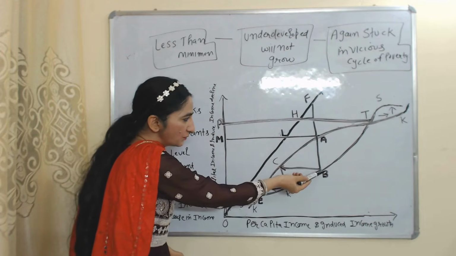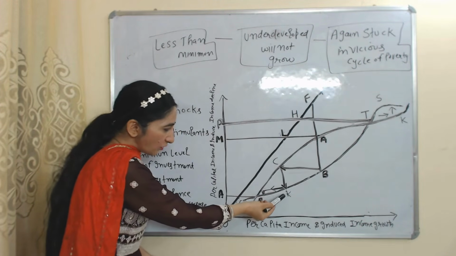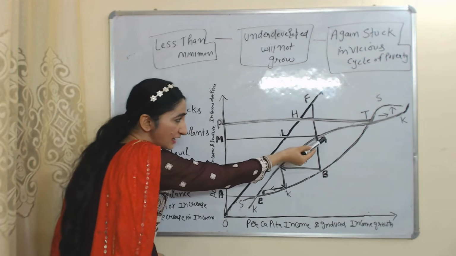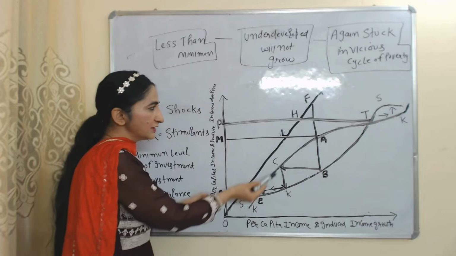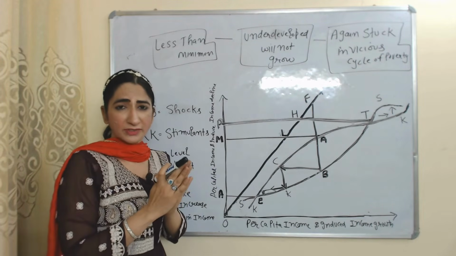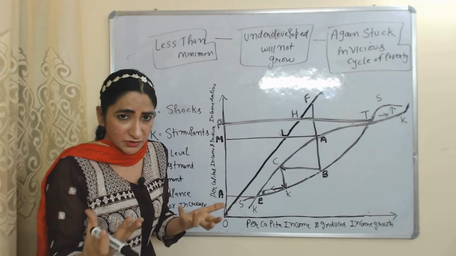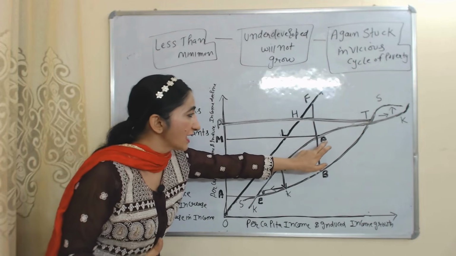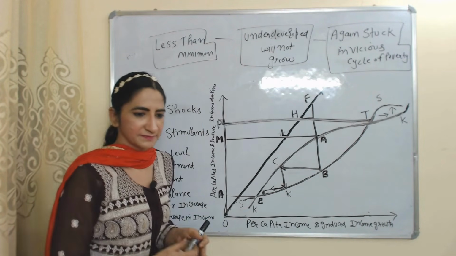Initially we move from A to B, then B to C, and C to K, and finally our economy has moved from this higher equilibrium point A to point E, because at this level shocks are more than stimulant. Our income depressing forces are more than income generating forces. That's why the economy has moved from this higher equilibrium point A to this lower equilibrium point E.